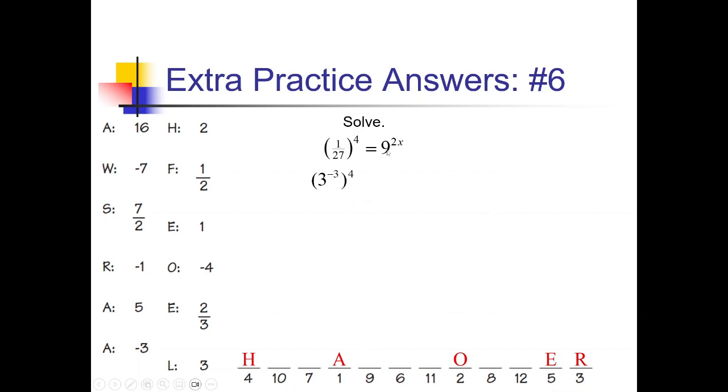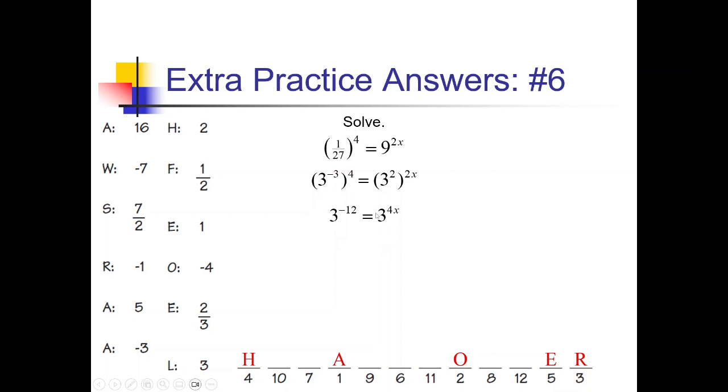9 is really 3 squared, so this can be rewritten as 3 squared and then a 2x outside of parentheses there. Let me clean up each side by multiplying my exponents now. On the left side, I've got 3 to the negative 12. And on the right side, this is going to be 3 to the 2 times 2x, so 4x.